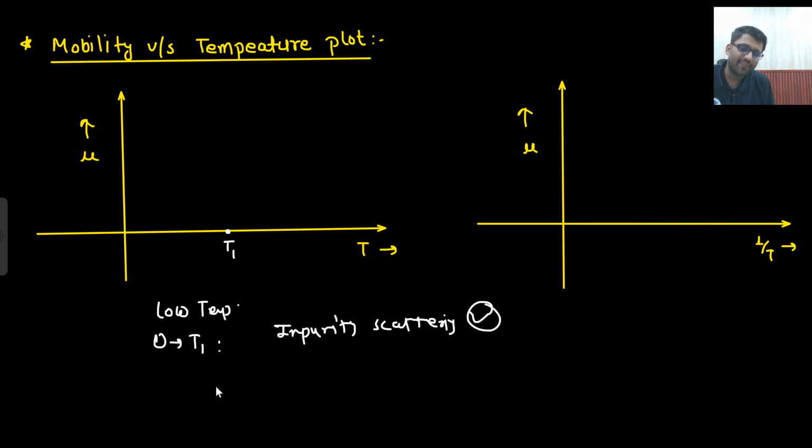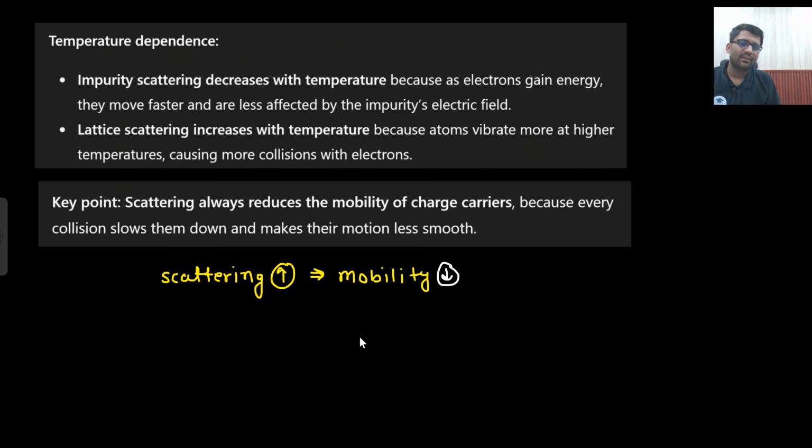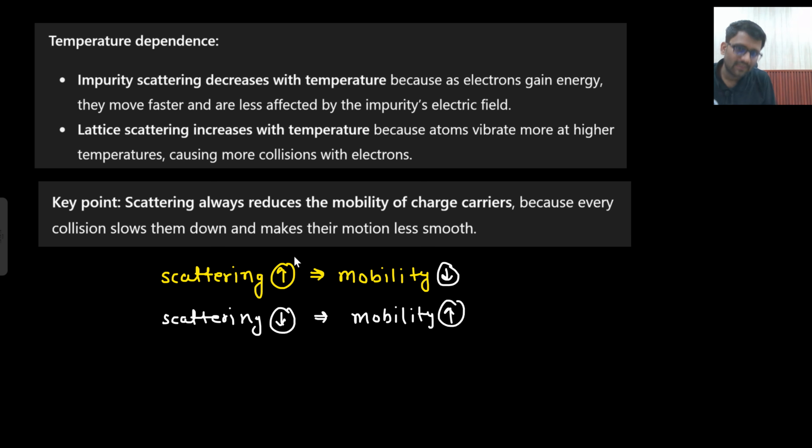Now in this low temperature range, if I am increasing the temperature, then what will happen? Impurity scattering is going down. If scattering is going down, then what will happen? Mobility will increase. Here I have written that more scattering means mobility will decrease, and if scattering is less, then mobility will increase. Scattering will always reduce the mobility, so if scattering is less, mobility will increase.